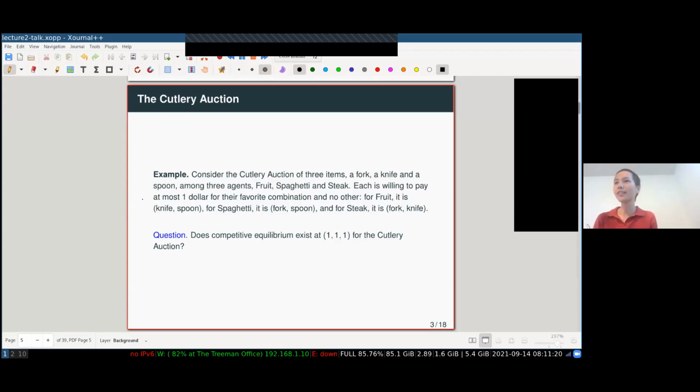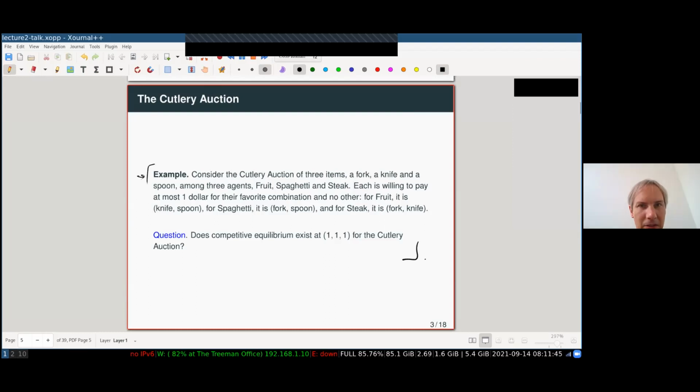May I have a volunteer to read out this example for me and the question as well? I'll just mute myself. If you could volunteer, then please read it out. That would be great. Thank you. Okay, I can read it.